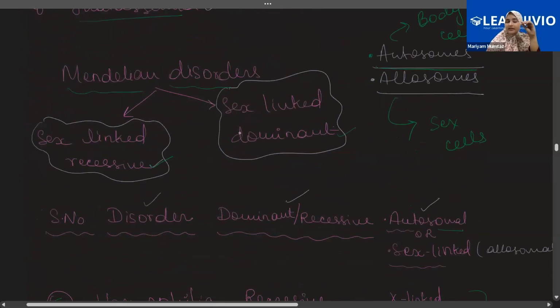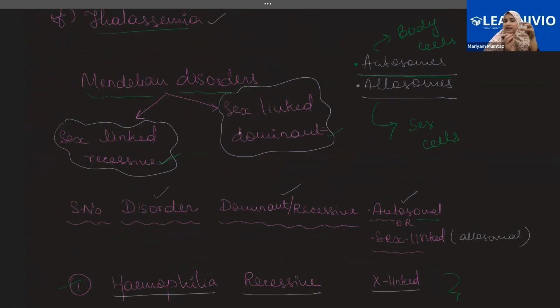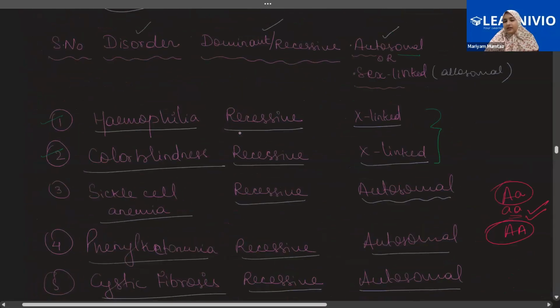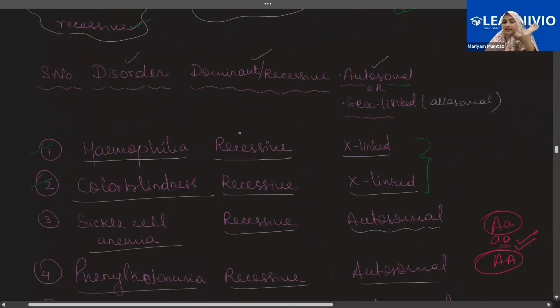Mendelian disorders have two types of nature: sex-linked recessive and sex-linked dominant. Sex-linked means it is connected with the sex chromosomes of the human. If it is an autosomal disease, then it is related to the body chromosomes of human beings and not the reproductive cells. So this is a nutshell representation of what kind of disease it is.